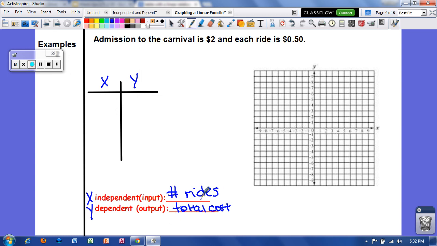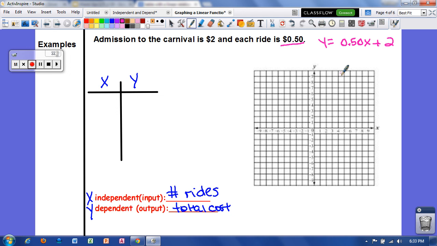So now that we've identified that, let's go ahead and create our equation so that we know what we're actually going to plug x into. Alright, each ride is 50 cents. Let's start with that. And remember, it's always going to start with y equals. So we have 50 cents per ride. So the ride would be x because we don't know how many rides there are going to be. So it would be 50 cents times the number of rides, which is 0.50 times x. Now, admission to the carnival is $2. So no matter how many rides you ride, you're going to have to add $2 to that because you had to pay $2 to get in. So our equation, we have y equals 0.50x plus 2.